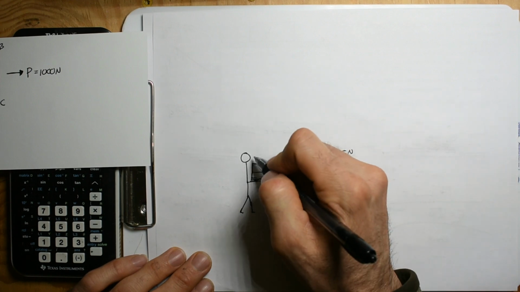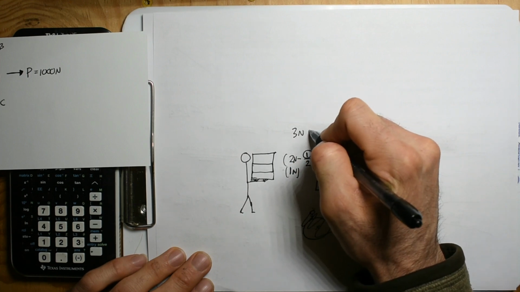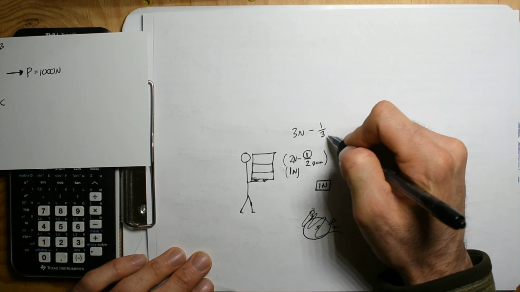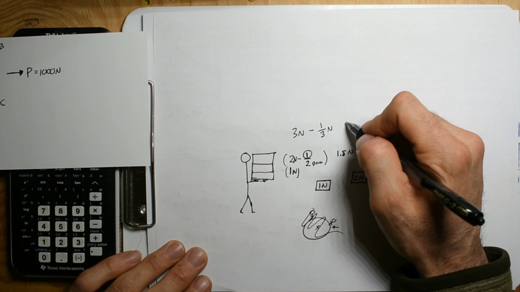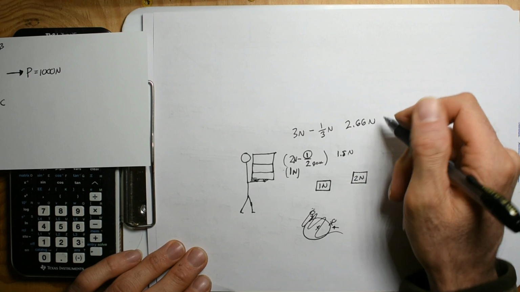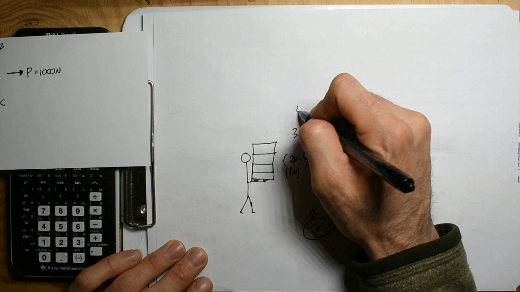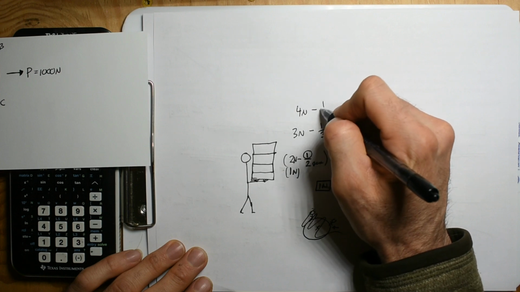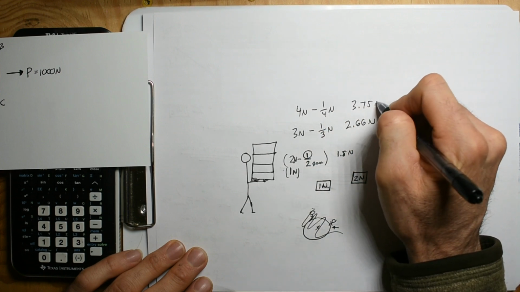So let's stack the third book. The third book is going to weigh 3 newtons minus 1/3 of a newton, and that's going to be 2.66 newtons. All right, sweet. Let's stack the fourth book. The fourth book is going to be 4 newtons minus 1/4 of a newton, and that's going to be 3.75 newtons.